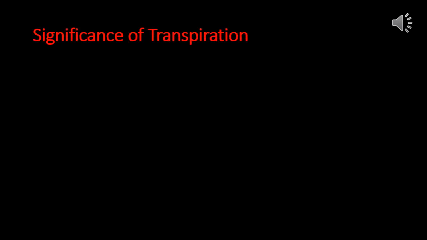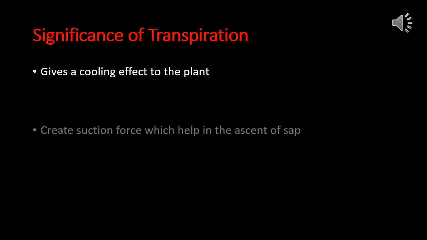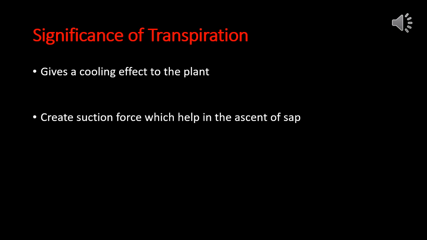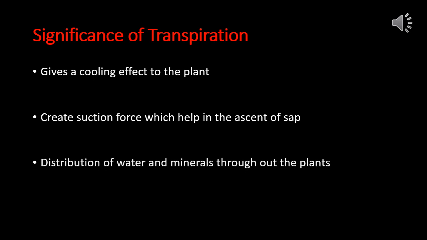Next is the significance of transpiration. Transpiration has a great significance for the plants. Its main advantages are: it gives a cooling effect to the plant. It creates suction force which helps in the ascent of sap. It helps in the distribution of water and minerals throughout the plant. Let us see one by one.